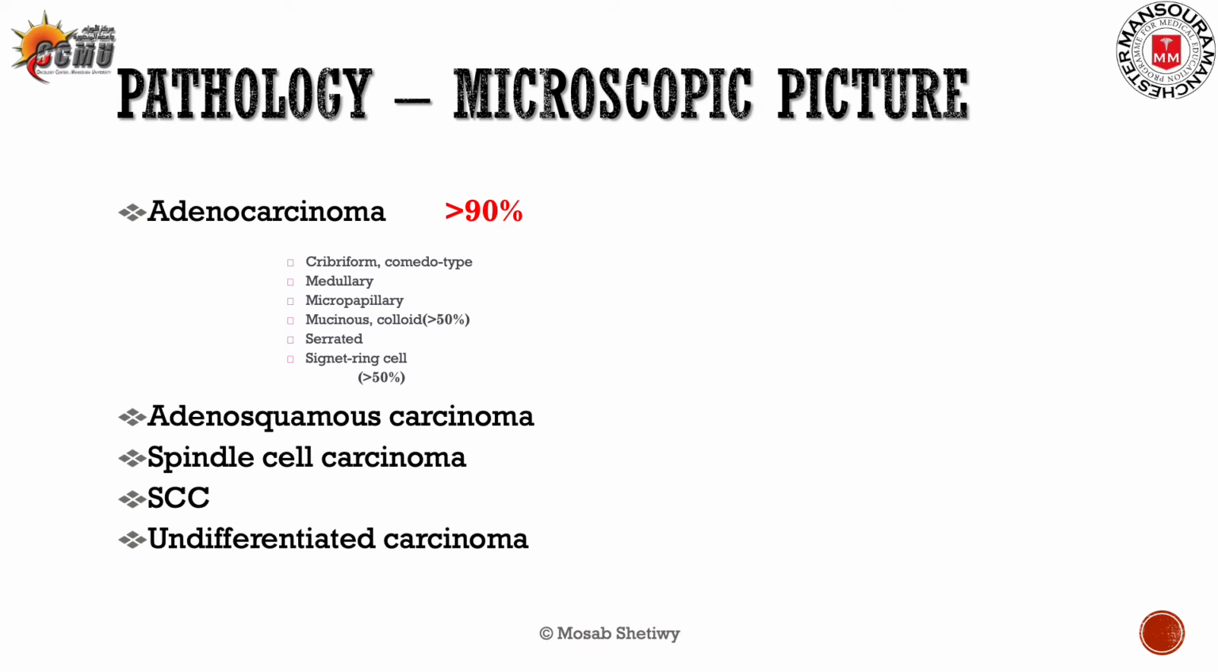Microscopically speaking, colorectal carcinoma tends to be of the adenocarcinoma variants according to WHO classification. It constitutes more than 90% of all cases. Other uncommon or rare carcinomas include adenosquamous carcinoma, spindle cell carcinoma, squamous carcinoma, and undifferentiated cancer. You should know that adenocarcinoma has different subtypes. Some are of good prognosis and others of bad prognosis, like the mucinous carcinoma and signet ring cell carcinoma.